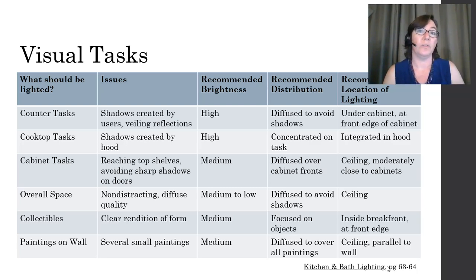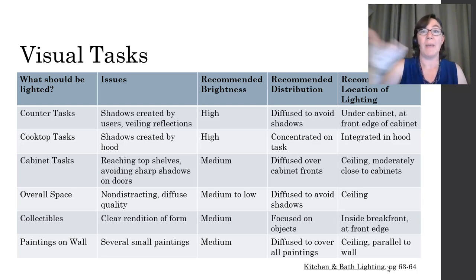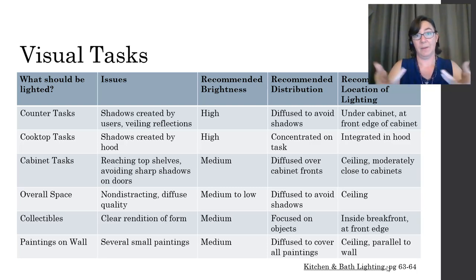Veiling reflections can also be a problem if you have a shiny countertop. It's recommended to provide high or very bright light for counter tasks, but diffuse to avoid those shadows. And the best location for that lighting is under the cabinets, at the front edge of that cabinet.